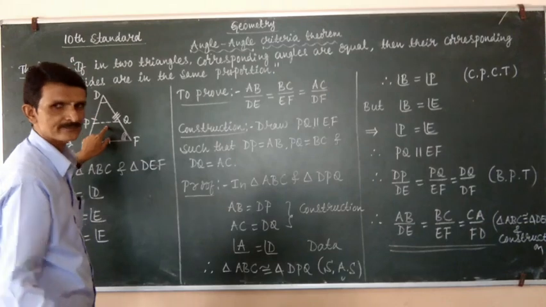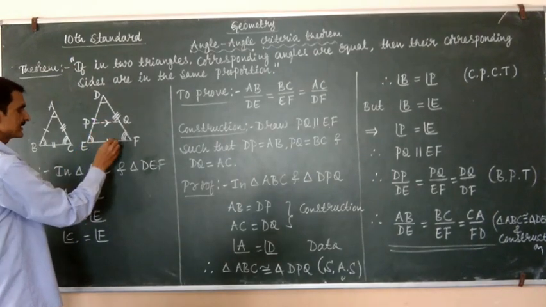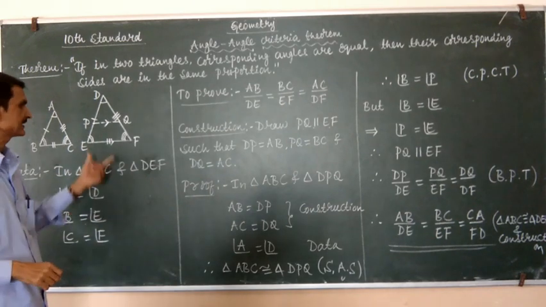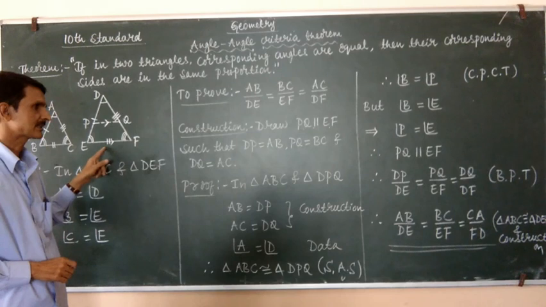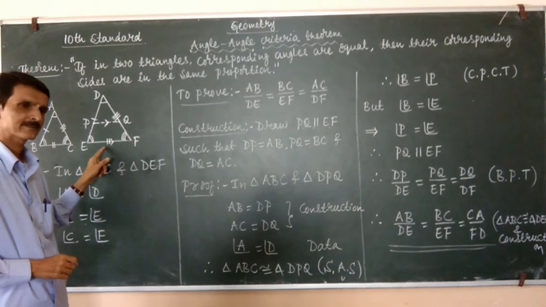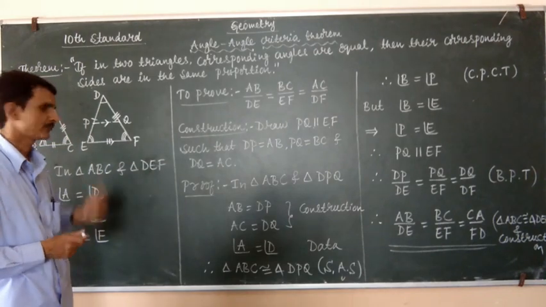It is PQ. So this PQ is parallel to EF. So the next part is proof.